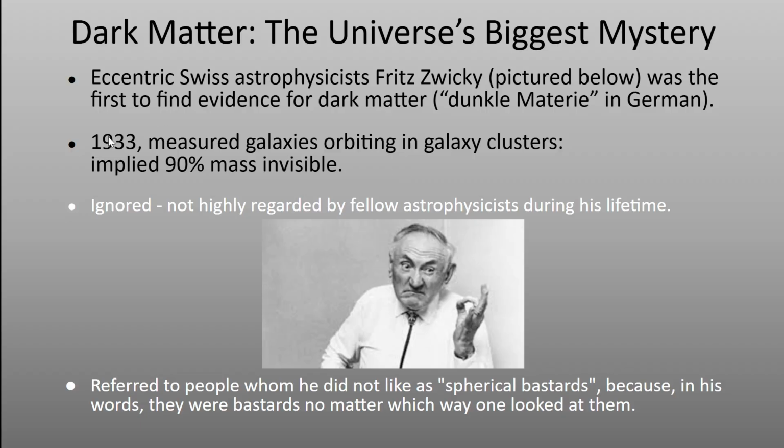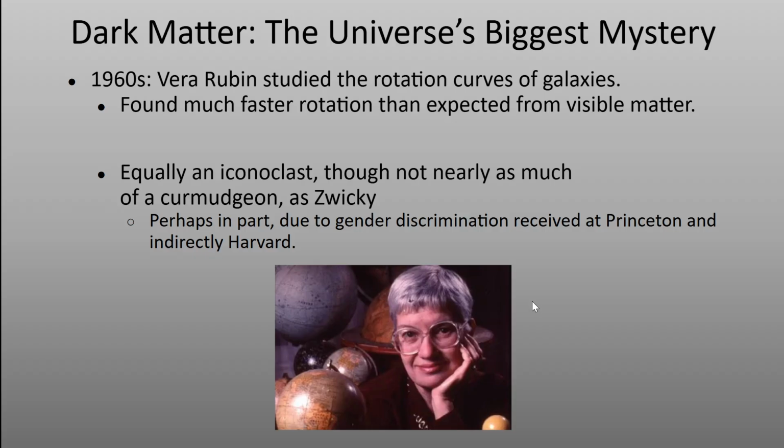Perhaps the reason why Fritz Zwicky was ignored is that none of his fellow astrophysicists were saying, well, you forgot the X-rays. None of them thought that the X-rays were significant at that time. Maybe Fritz Zwicky was ignored because he referred to people who he didn't like as so-called spherical bastards, as some of you have commented in your reading assignments, because in his own words, they were bastards no matter which way you looked at them. So a kind of clever insult, admittedly, although not a very nice thing to refer to people by.